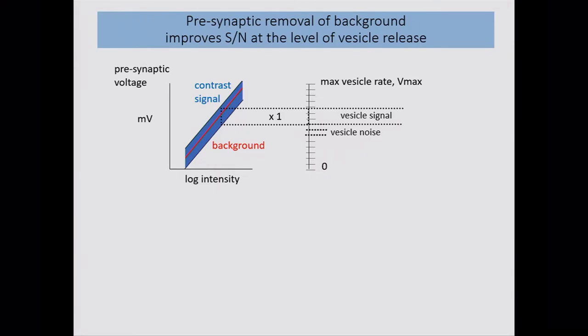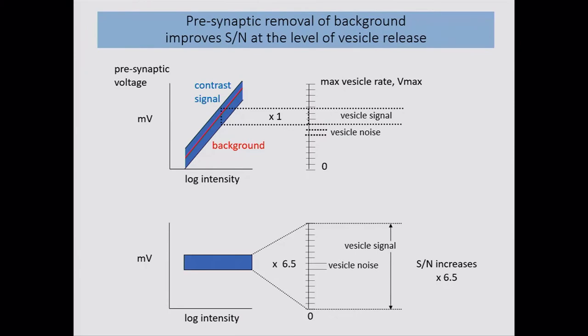In this system, at any one background, you're only using a tiny fraction of this range to code contrast, because a lot of it is coding the background and has pushed it up, and it hasn't got into this region either. So this is a very inefficient use of the vesicles. The signal-to-noise ratio, the ratio between that and that, is about 3:1.